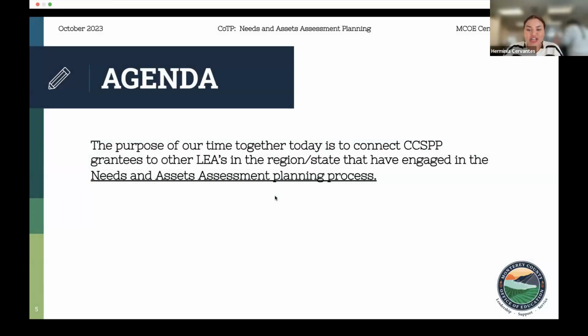Today's agenda: we're going to be going over some tools, and there will be a link to the agenda in the chat. The tools are designed by the STAC, the State Transformational Assistance Center, and we want to review tools that hopefully will make the needs and asset planning a lot easier and help you regardless of what step you are at. Then we brought two speakers from the field who will be providing their experiences.